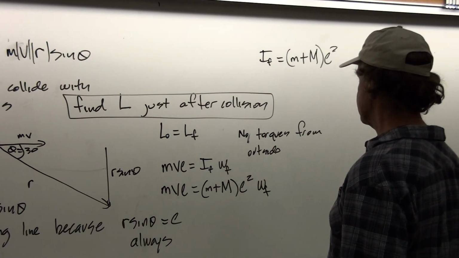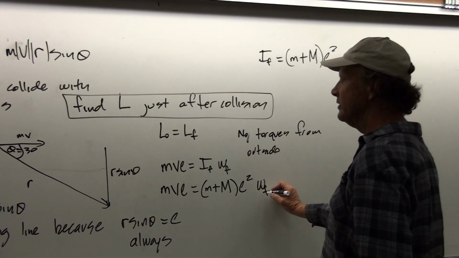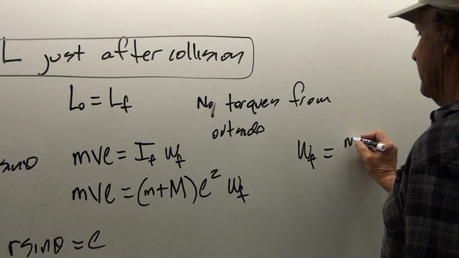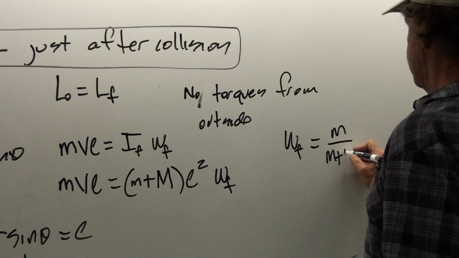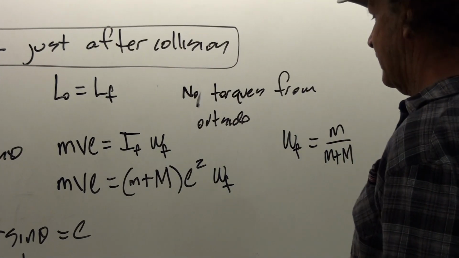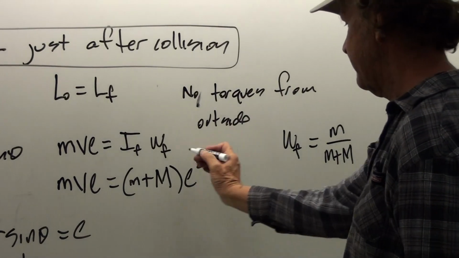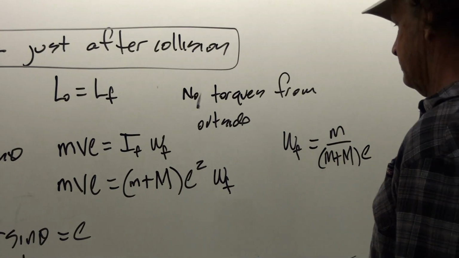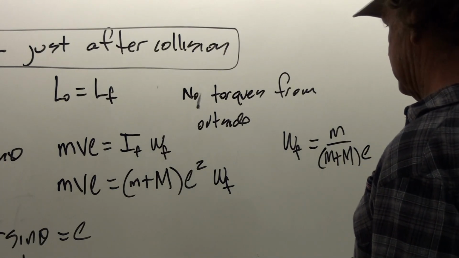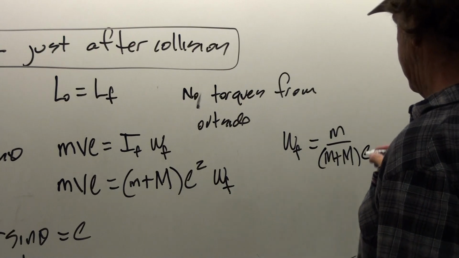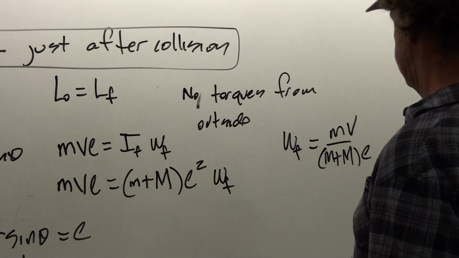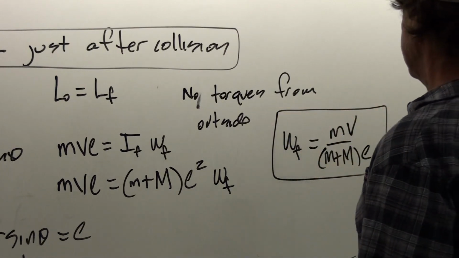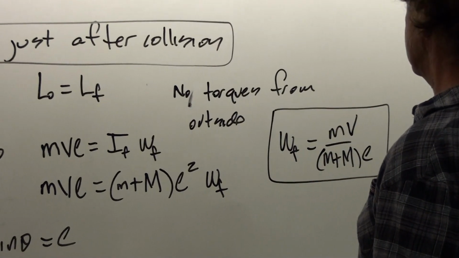And so that means that we can solve for omega final. This is our angular velocity just after the collision, and that's going to be equal to little m divided by little m plus big M, times, and then one factor of L is going to cancel, so this is going to be times L, and then times V there. Okay, and so that's going to be the final angular velocity of the system after the collision.